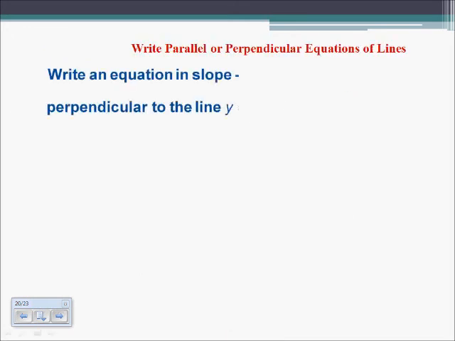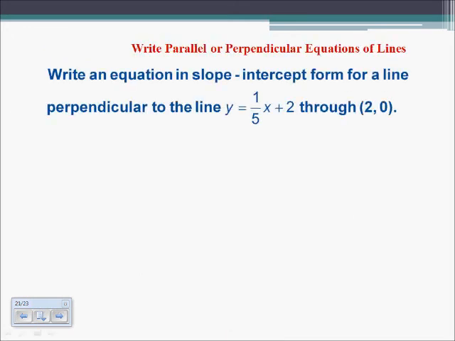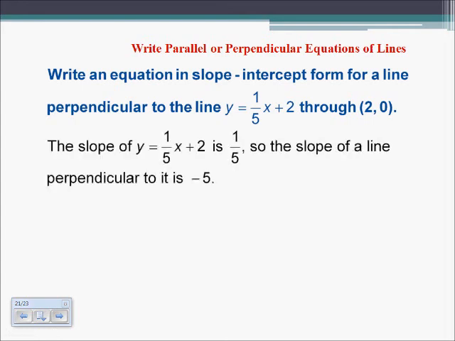Let's take a look at another example. Write an equation in slope-intercept form for a line perpendicular to the line y equals 1/5 x plus 2 through the point 2, 0. Walking through our steps, the slope of y equals 1/5 x plus 2 is 1/5, so the slope of a line perpendicular to that is negative 5. So here's our slope, negative 5, and we can go ahead and plug through the process.